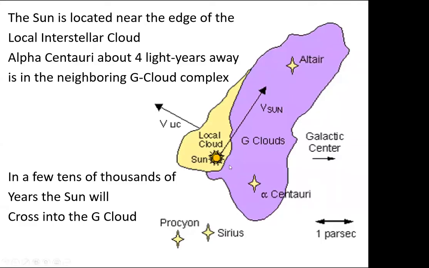So here's the sun moving through the local cloud. As I said, it's going to exit the local cloud and then move into the G clouds. It's moving across this line of sight from Alpha Centauri and the Centaurus cloud supernova complex down here. And all of that material is coming across our line of sight. So it's much more complicated than one might have imagined.